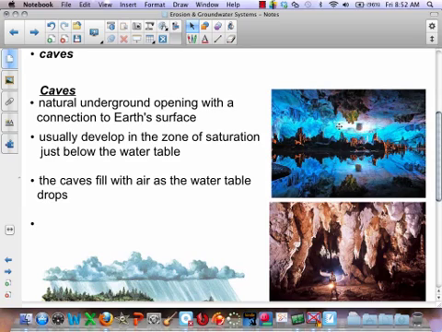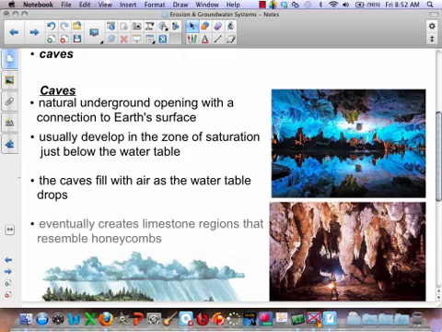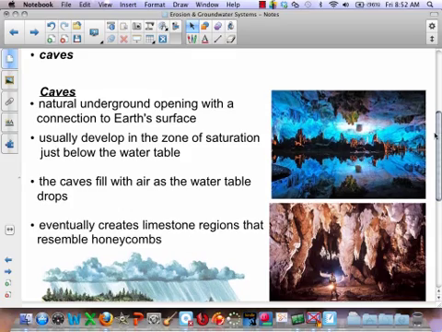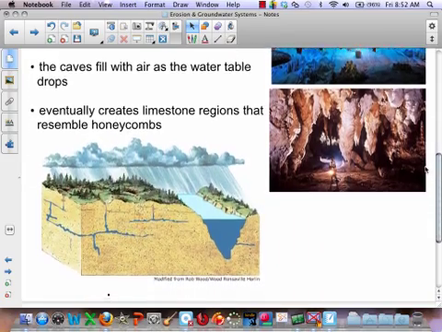So water dissolves, that's the first step. Water dissolves the limestone, creating larger cavities. And then the water table drops, and we're left with an open air cavity, thus the cave. So let's actually see this in motion.